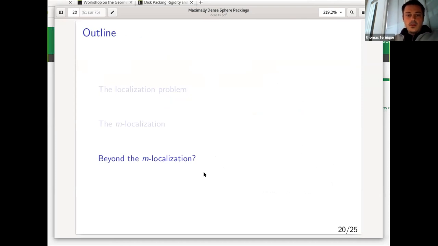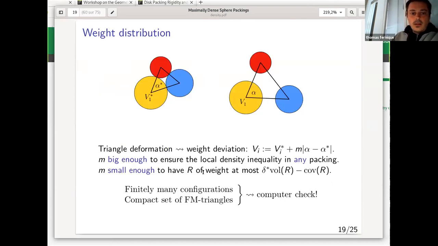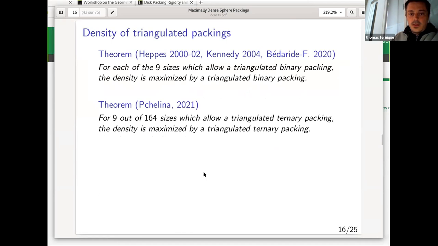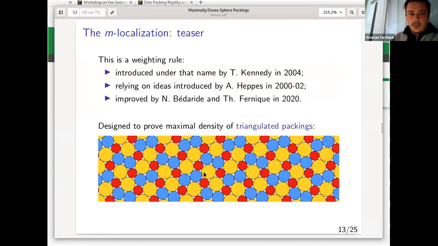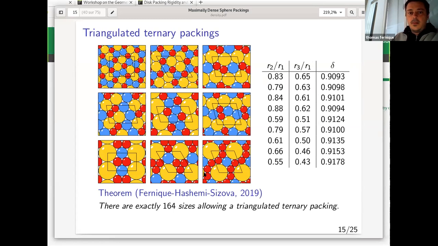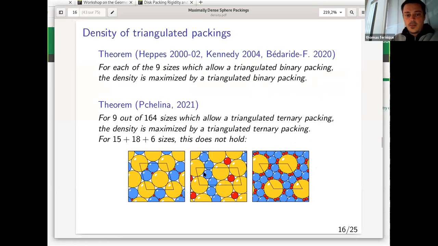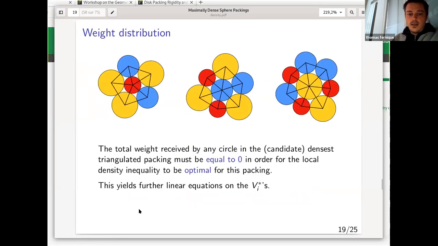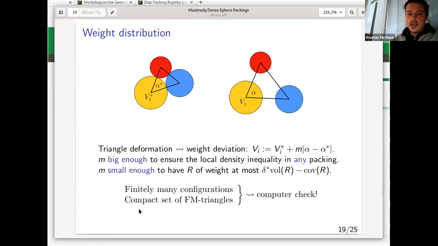Okay, so I have two minutes. So this m-localization worked well for the binary triangulated packings, this one. For some ternary packings, not for all, so for some of them it is normal. But for most of them, for 116 of them, you cannot conclude with the m-localization, because if you make your computer search, it tells you that no, I cannot find a good m and good v_i to satisfy what you want.